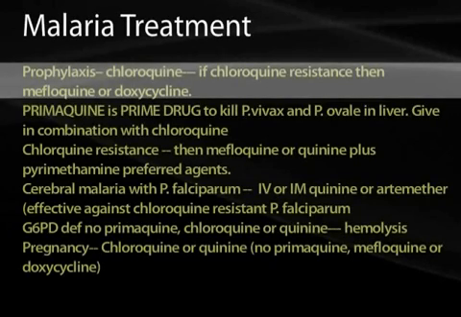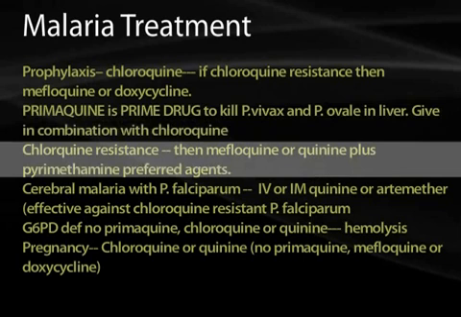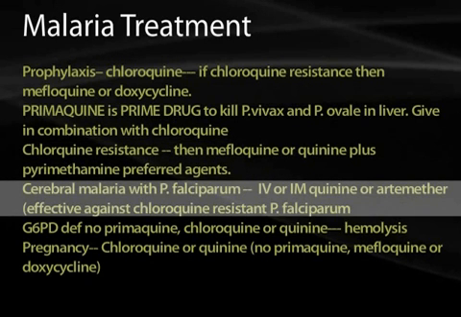Prophylaxis for malaria includes chloroquine. If chloroquine resistance is a problem, then you have to do mefloquine or doxycycline. Primaquine is the prime drug to kill Plasmodium vivax and Plasmodium ovale in the liver. You give it with chloroquine. Again, chloroquine resistance is an issue, and so you have to think about mefloquine or quinine plus pyrimethamine as the preferred agents. If you have cerebral malaria with falciparum, you have to do IV or IM quinine, or artemether, which is effective against chloroquine-resistant Plasmodium falciparum.